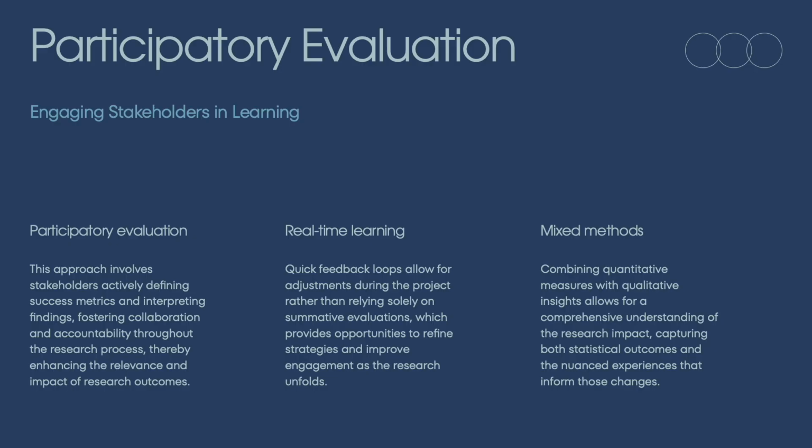Real-time learning is crucial. Quick feedback loops, monthly or quarterly, allow you to adjust while there's still time. If a strategy isn't working, you learn it in month 4, not month 36. This requires mixed methods. Not all important changes are quantifiable. A policy change might be yes or no, quantitative, but understanding why it happened requires qualitative inquiry.